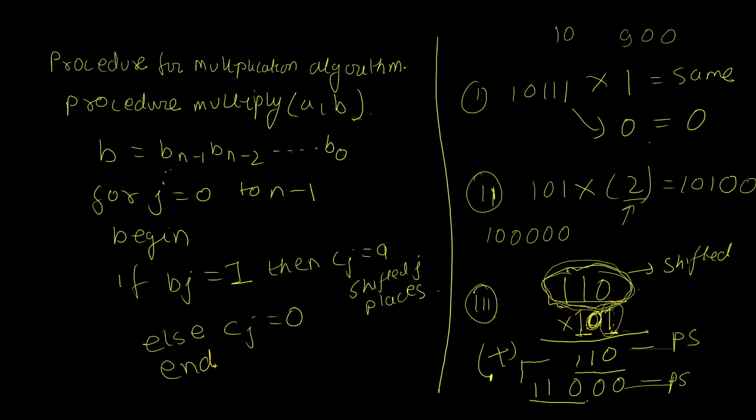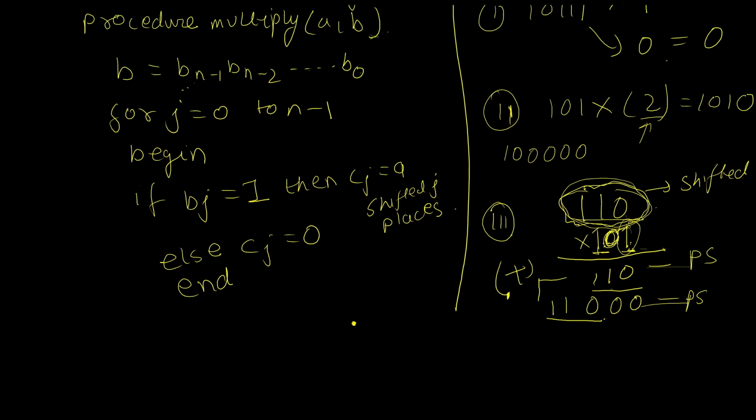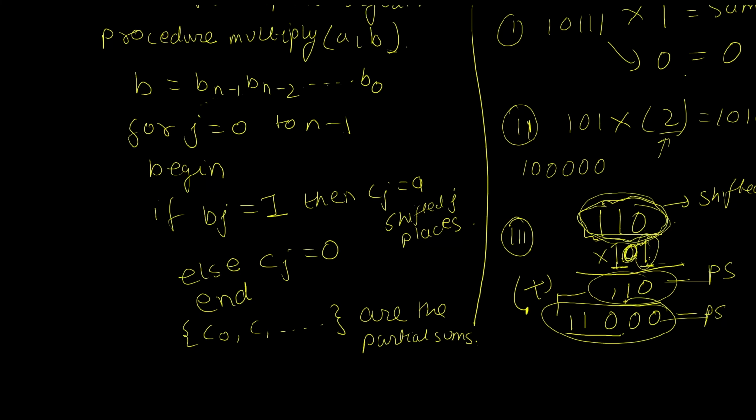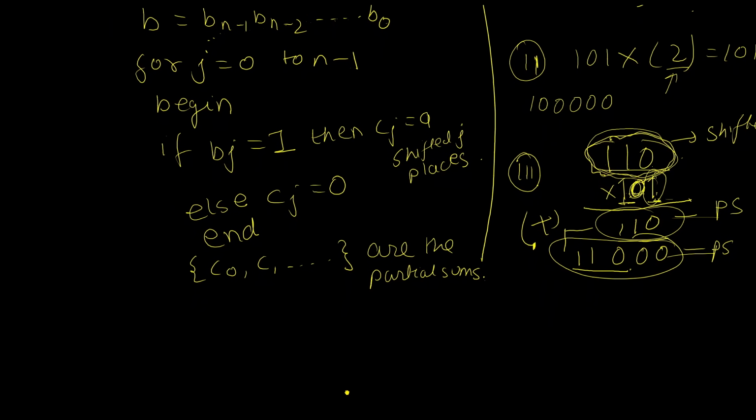And doing this, I've collected all the partial sums. So let me move a little bit to get some space here. At this stage, I can say that c_0, c_1, and so on are my partial sums. So I've collected all the partial sums, and you should see this c_0 is analogous to this, c_1 is analogous to this value, and so on. All I need to do now is to add all the values of c together, and that would be my final product. So let me get a little bit more space here.